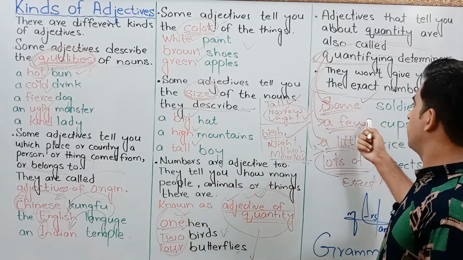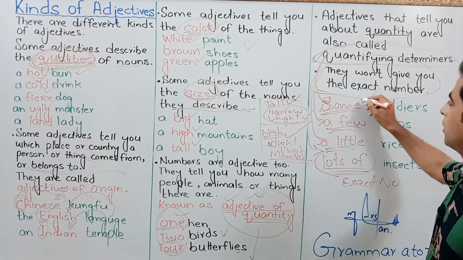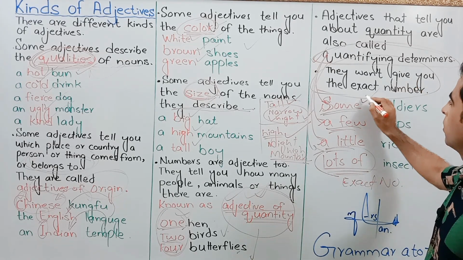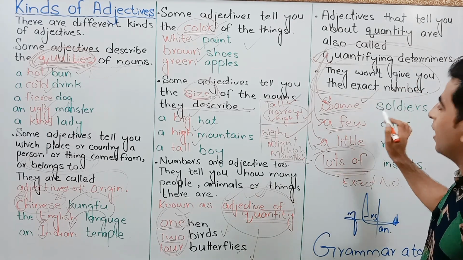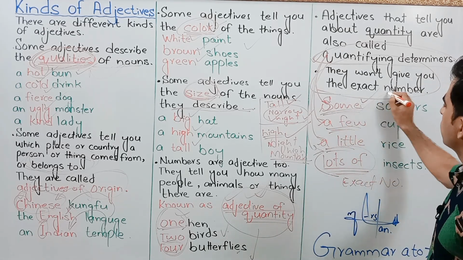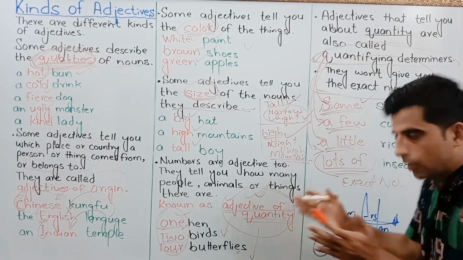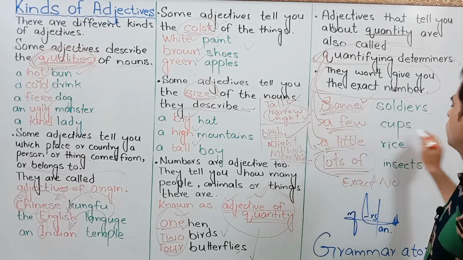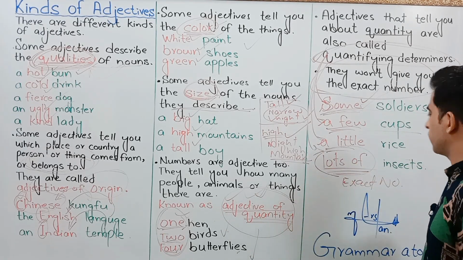And quantifying determiners tell us not in an exact way, but tell us something about the amount. Example, some soldiers, a few cups, a little rice, lots of insects.